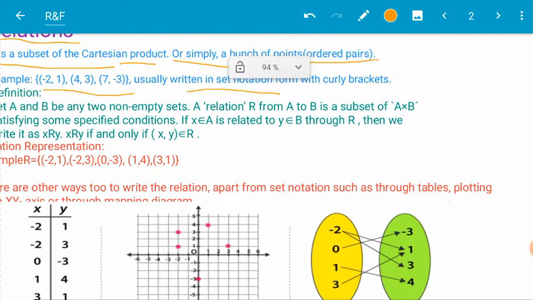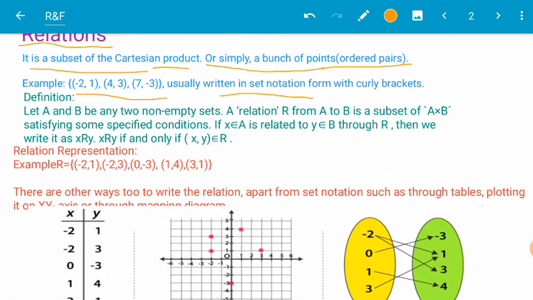Look here, the mathematical definition. Let A and B be any two non-empty sets. We have two sets A and B. A relation R from A to B is a subset of A cross B. That is what we said: a subset of A cross B is called a relation.